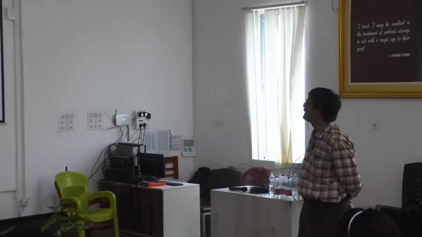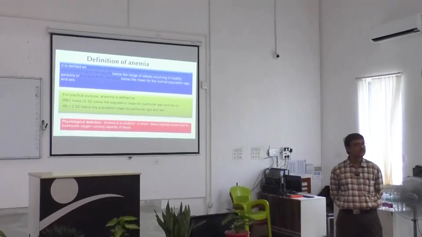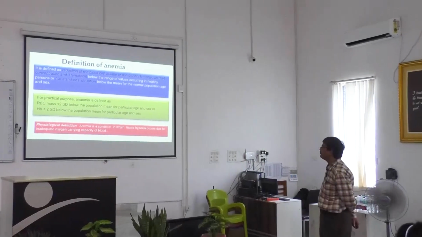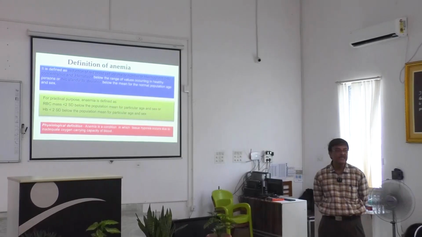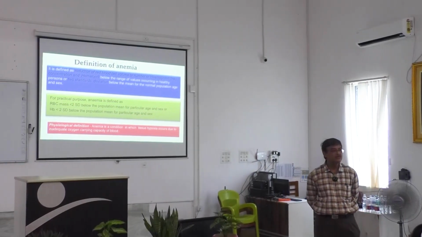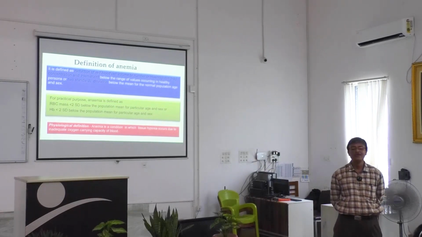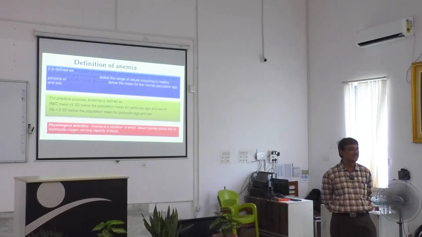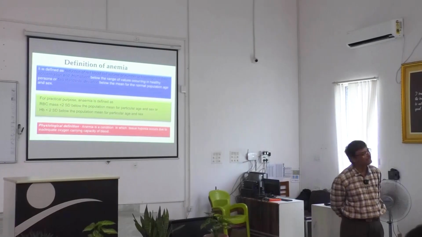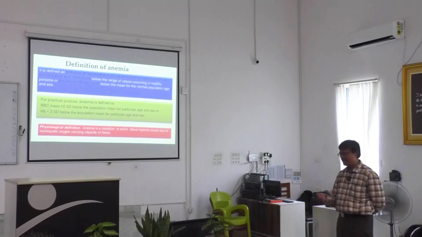For practical purposes, again, RBC mass less than 2 standard deviations or hemoglobin concentration less than 2 standard deviations, both are coming the same. What is the physiological definition? I mean, how does body physiology react to anemia? Anemia leads to hypoxia. So any condition with reduced hemoglobin concentration or reduced RBC leading to hypoxia is anemia. This is the physiological definition, right? Clear?